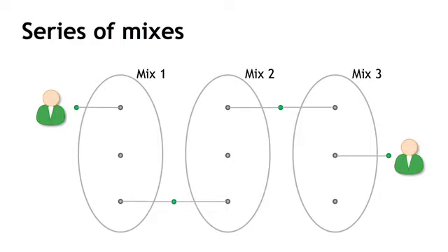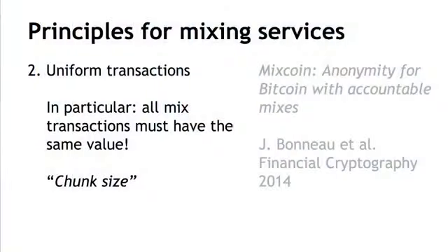And the second one, if you think about what I've just said, in order to make that possible, you want to make these transactions as uniform as possible so that this linkability is minimized. And what does it mean to make these transactions as uniform as possible? One important consequence is that all of these mixed transactions, not only from a particular mix, but all of the mixes in this mix ecosystem should have the same value.